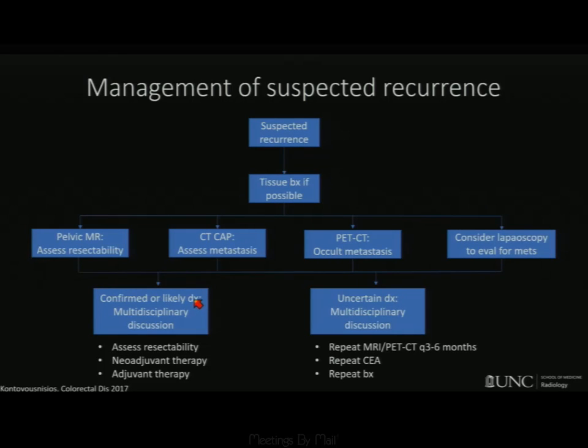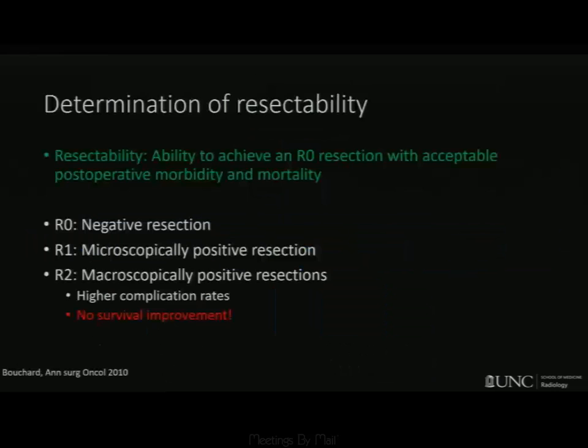If they have likely disease, you want to assess, are they resectable? Should they be getting neoadjuvant therapy or adjuvant therapy? If the diagnosis is uncertain, you want to establish a firm plan of follow-up to either repeat imaging, repeat the CEA, or in some cases, repeat the biopsy. So you really do want input from everybody on how these patients get managed.